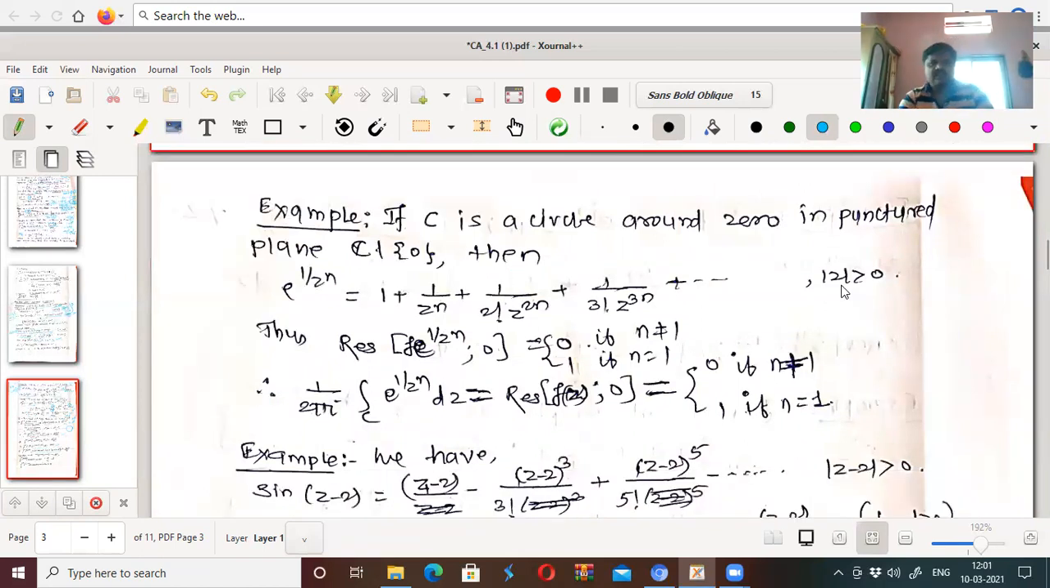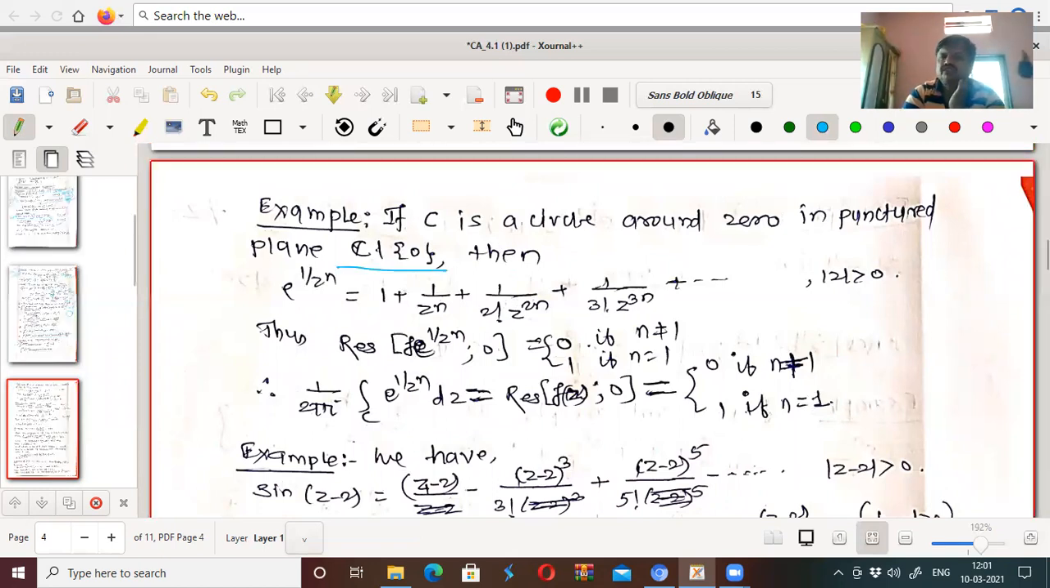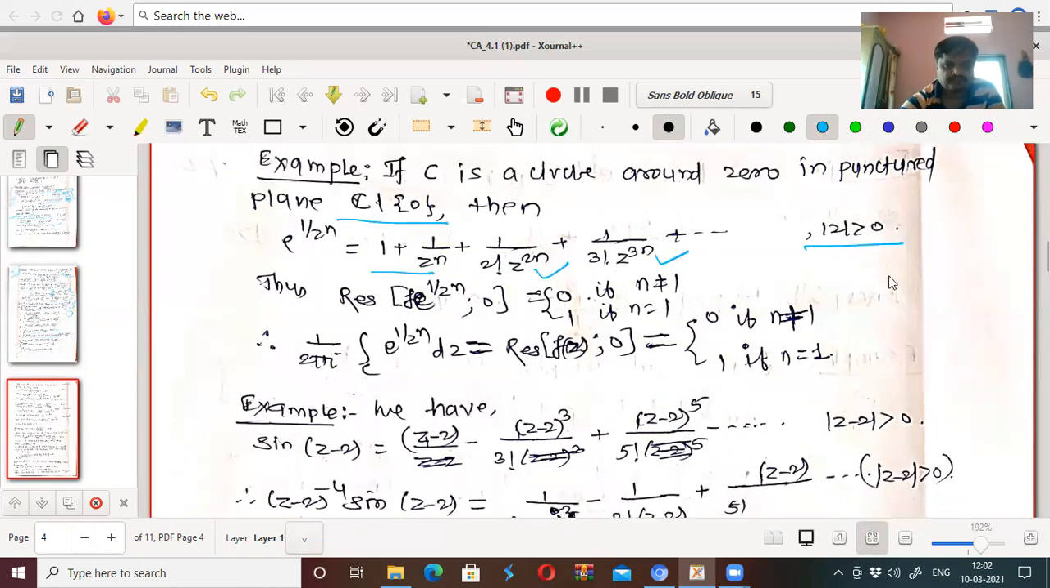One more example is there. If C is a circle around 0 in the punctured plane, punctured plane means what? It is a plane excluding 0. Then e^((1/z)^n) is obtained in this way. e^z is 1 plus z squared by 2 factorial plus z cubed by 3 factorial and so on. So e^((1/z)^n) becomes 1 plus (1/z)^n plus 1 upon 2 factorial z^(-2n) plus 1 upon 3 factorial z^(-3n) and so on for |z| greater than 0. Thus, the residue of e^((1/z)^n) at z equal to 0 is the coefficient of 1 upon z.